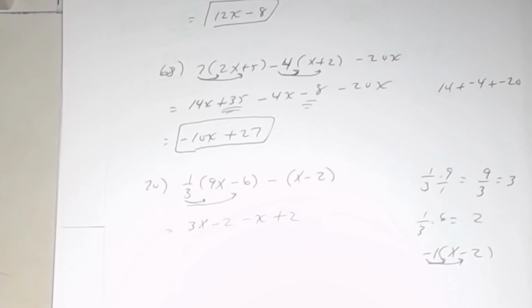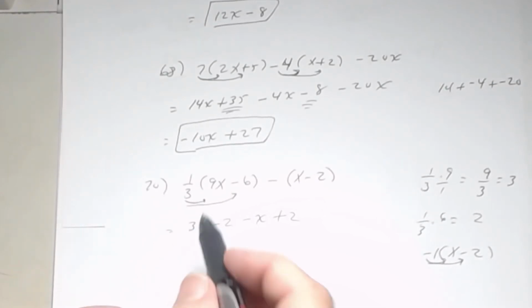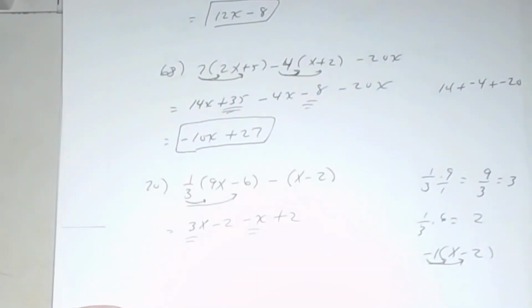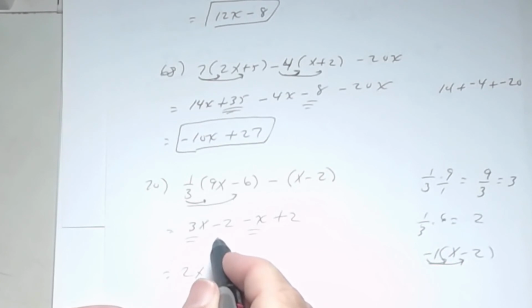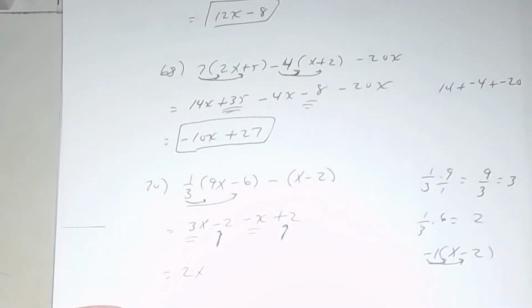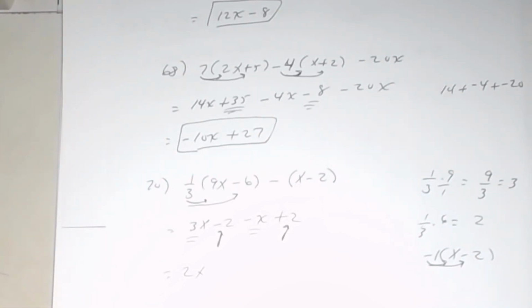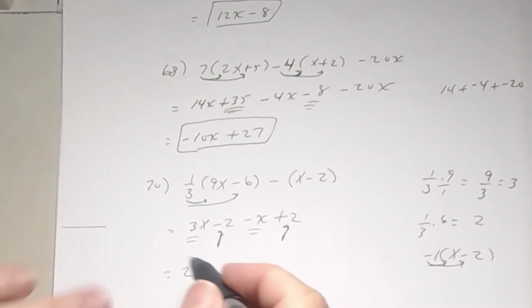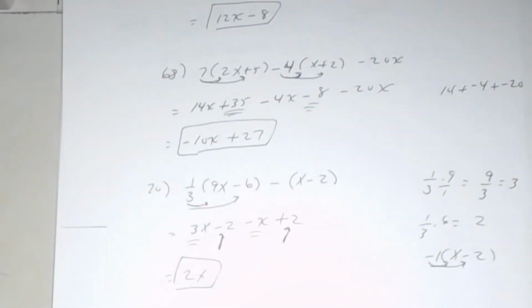All right, combining like terms. Let's start with the variable x. What's 3x and a negative x? 2x, good. Now your constants. What's a negative 2 and a positive 2? 0. They cancel out. They're opposites. Remember we talked about opposites? When you add two things that are opposites, their sum is 0. So the answer is just 2x. Don't say 2x plus 0. Just say 2x.